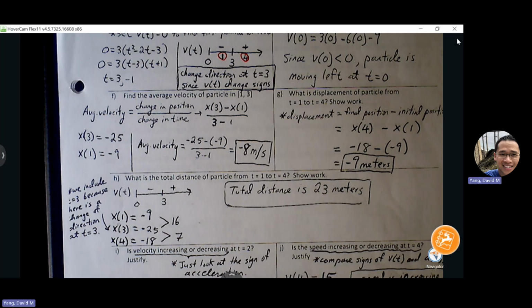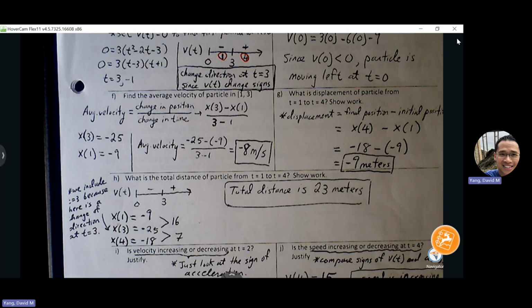at 1 second, at 3 seconds, and at 4 seconds. But just make sure that we know how to interpret those numbers. We don't want to be adding these numbers together. That's not going to be your total distance. Think of it this way: you are on the number line. You are starting at -9. You're walking all the way over to -25, and then you're walking back to -18.